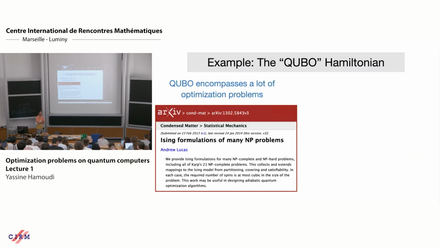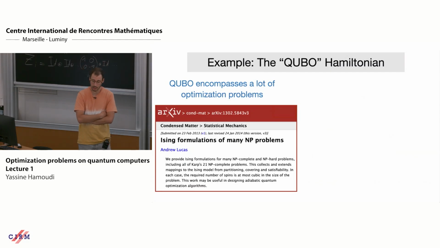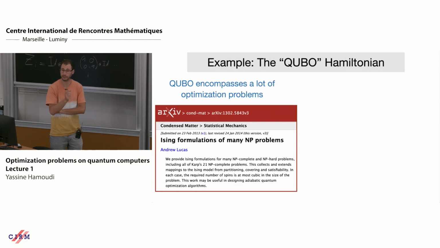There have been papers that tried to rephrase optimization problems into such kinds of Hamiltonians. If you look at this reference, for instance, it gives a lot of NP problems for which you can rephrase the problem as finding the ground state of a particular Hamiltonian. So it really shows that Hamiltonians can capture a lot of optimization tasks.